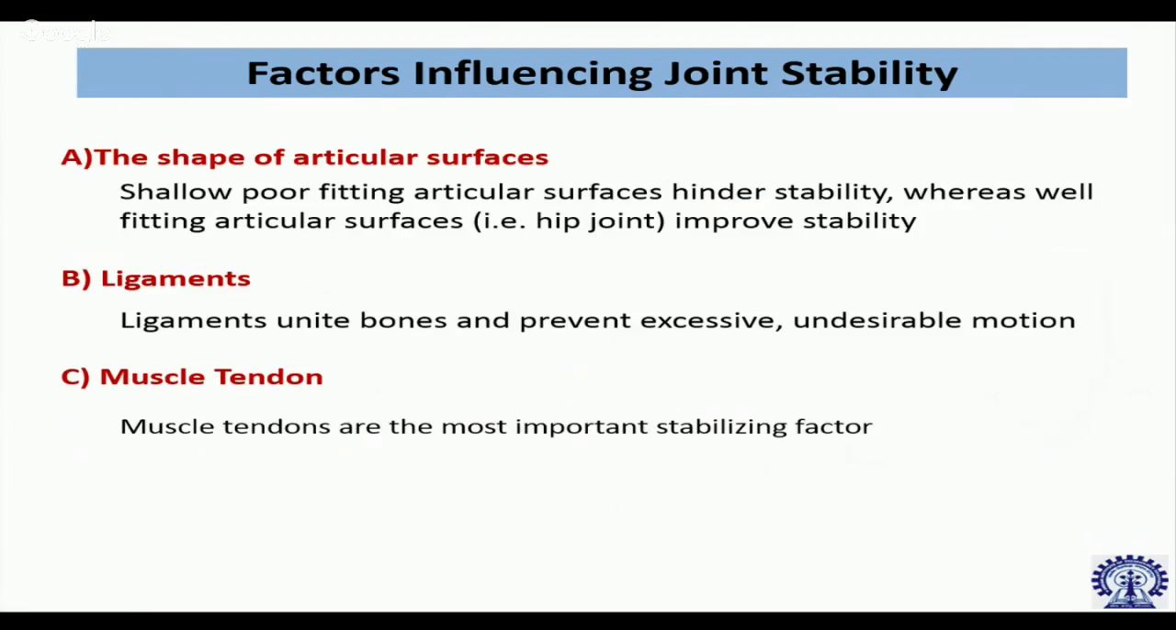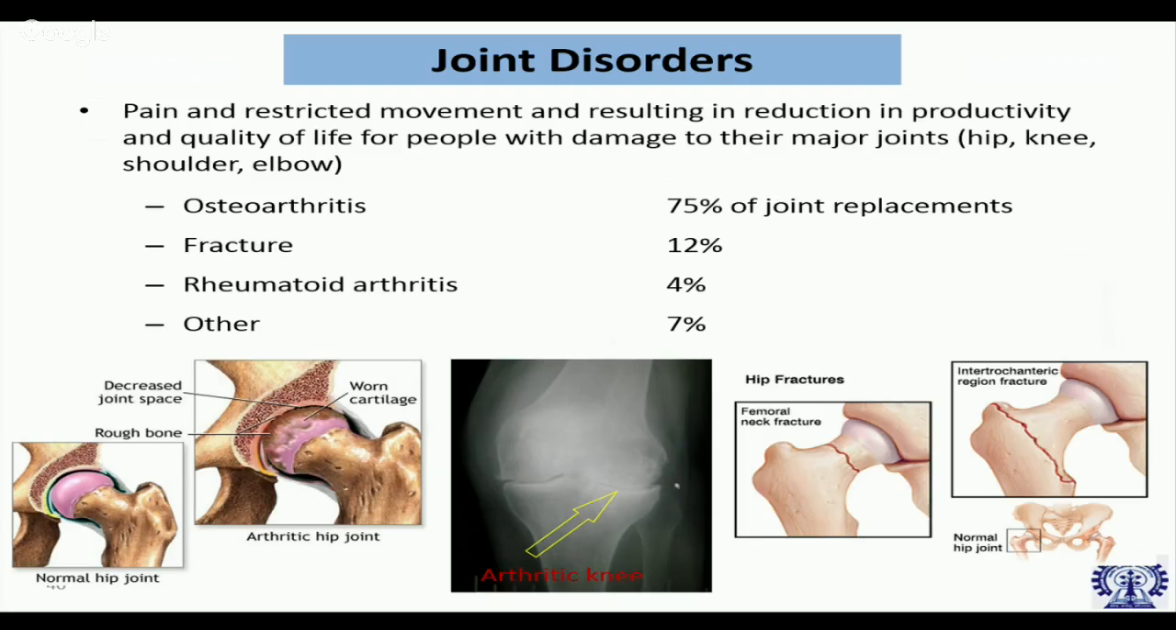The factors that influence joint stability are the shape of the articular surface. You can imagine that there are several types of joints with several articulating surfaces. Then the ligaments that are attached to the bones in the joint, and the muscle-tendon unit, which provides the most important stabilizing factor.